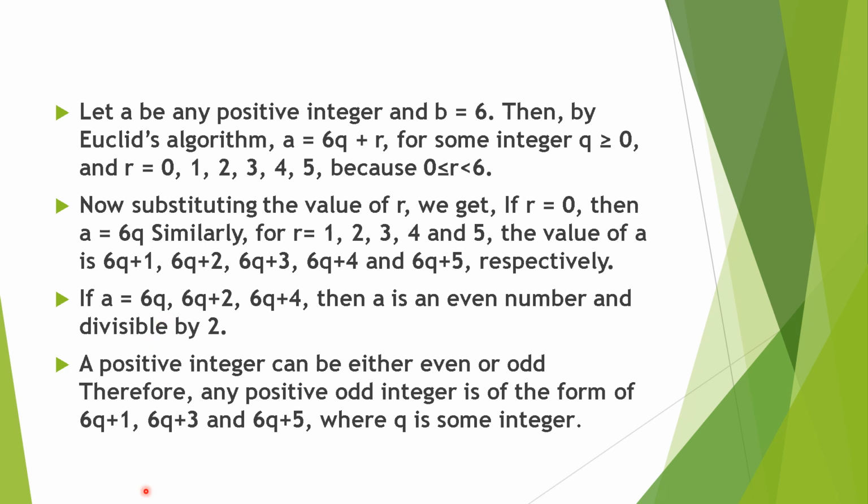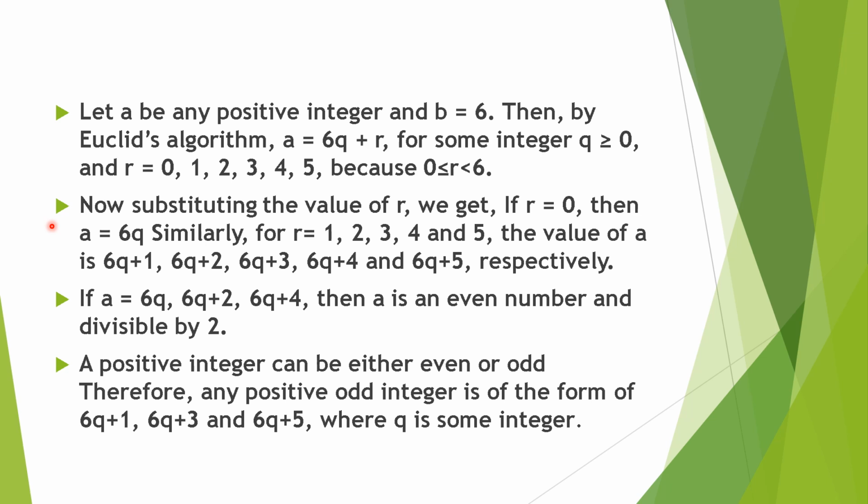So 6q plus 1 is an odd integer. 6q plus 3. Then, leaving the even number, we are taking the consecutive odd number. The next consecutive number will be the even number. We are going to take the odd number, where q is some integer.